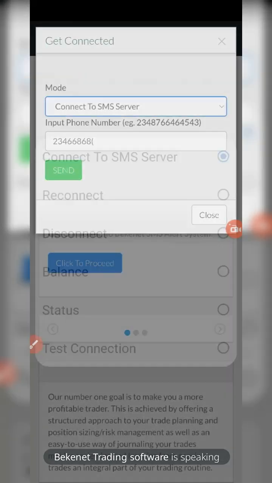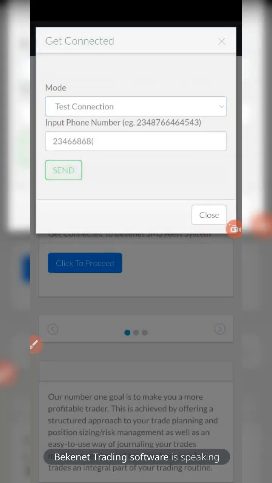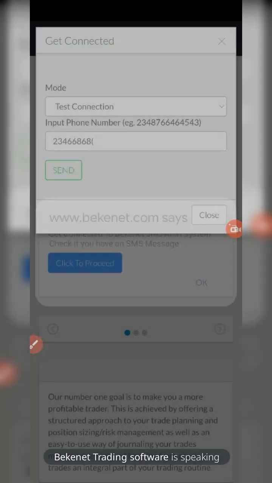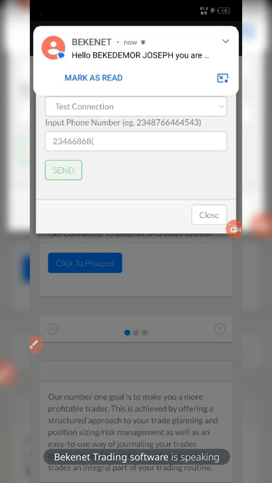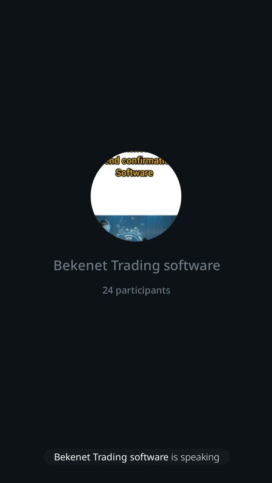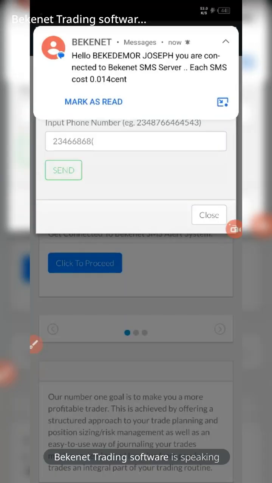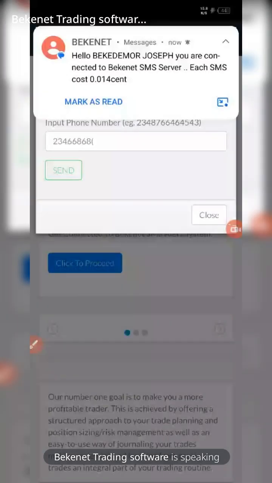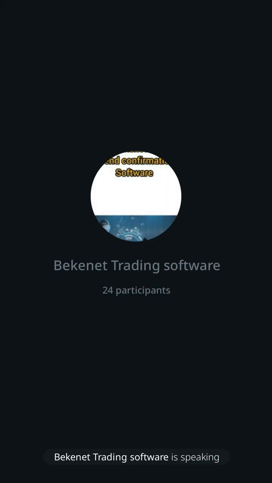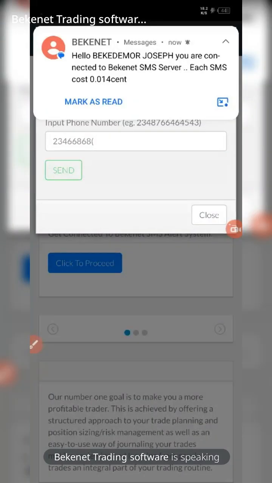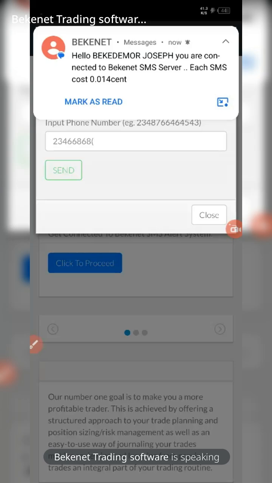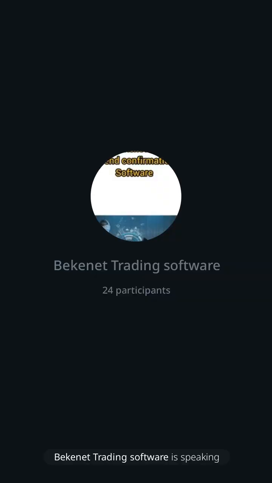Then the next thing you need to do is click test connect to know that your number can receive SMS notification from us. So once I click OK now, I'm supposed to receive a notification if everything is right. Look at it. I just received a notification. It's telling me, hello, Bekenet Joseph. You are connected to Bekenet SMS server. Each SMS costs 0.014 cents, which is about 20 naira per SMS. That is what you need to pay to MTN so that they can ship in the alert notification to you.